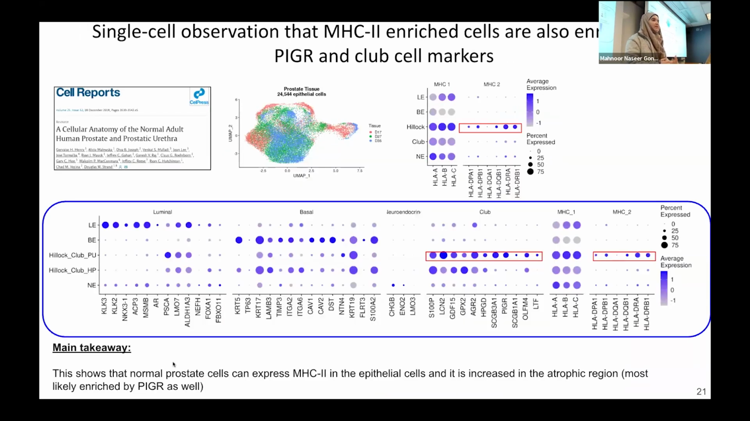So we decided to look at another single cell normal data set and validate this observation there as well. Over here, in the Henry et al. data set, they have already identified Hillock and club cells. This is the expression of the club cells, and then we have PIGR, and we have MHC class 2 coming from these normal club cells. So this suggests that MHC class 2 can be expressed in a normal prostate club cell type. And we know this is club because PIGR is a known marker of club cells.